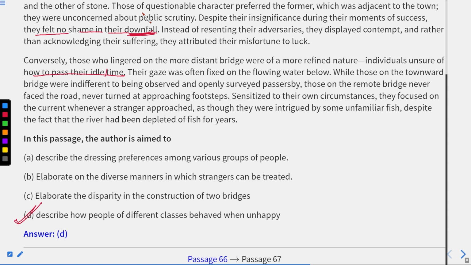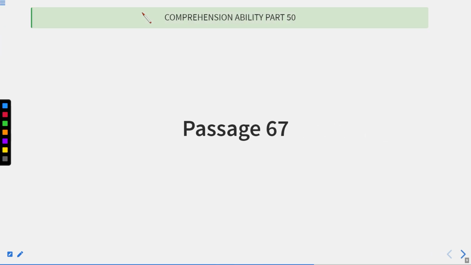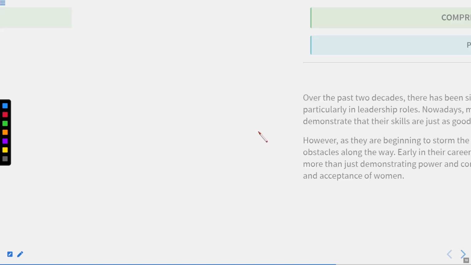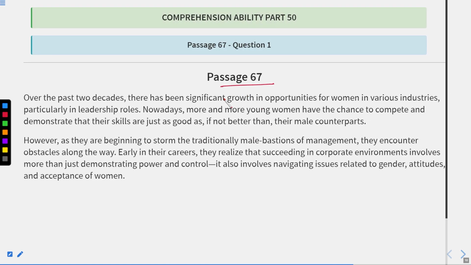Okay, I hope you understood these questions based on this passage and the passage as well. So here we are done with passage number 66. Now we are going to discuss passage number 67. Again, here we have two paragraphs and a short passage. Let us first read the entire passage, and after that we'll start attempting the questions.